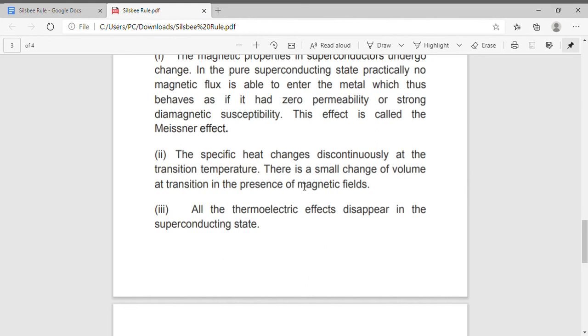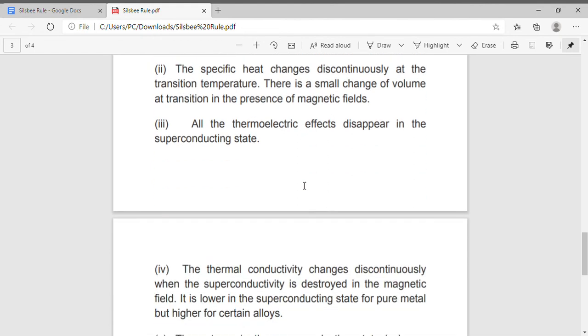Now we are going to discuss the third property. Thermoelectric effects. They disappear in the superconducting state. These effects are present in the normal state.